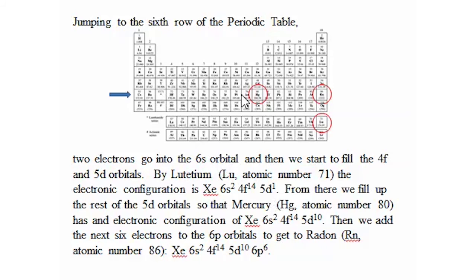From there, we fill up the rest of the 5d orbitals, so that by mercury, which is here, atomic number 80, the electronic configuration is xenon, to fill up to there, and then 6s squared 4f to the 14th 5d to the 10th. Then we add the next 6 electrons to the 6p orbitals to get radon, atomic number 86, and therefore its electronic configuration is xenon 6s squared 4f to the 14th 5d to the 10th 6p to the 6th.